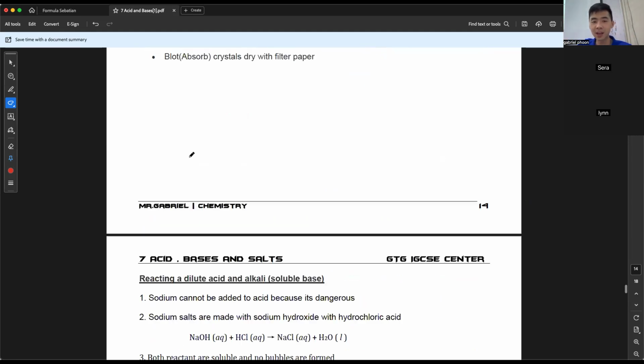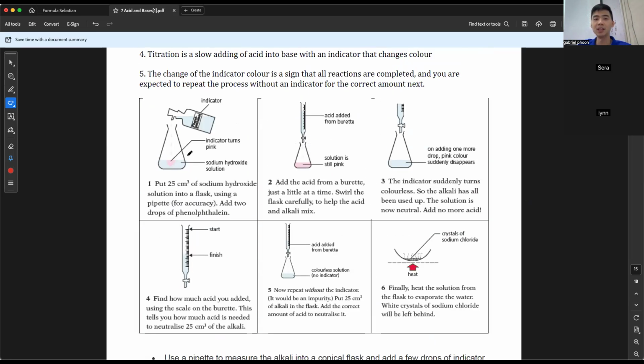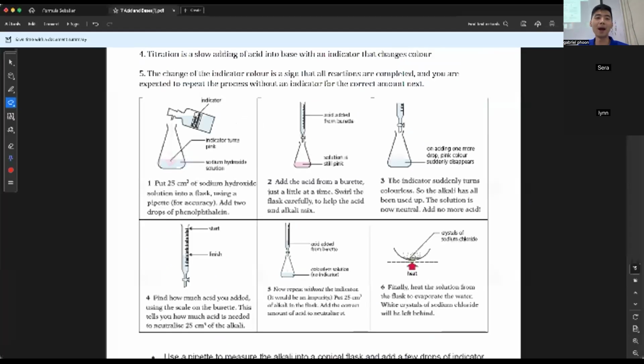The only thing I do want to highlight is this one here, which is the titration process. Okay, who here has never done titration before? Good, it's YouTube time. Bye bye.